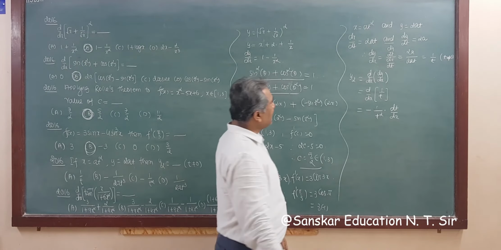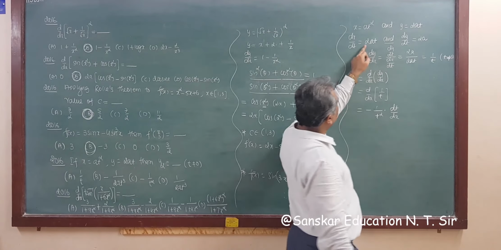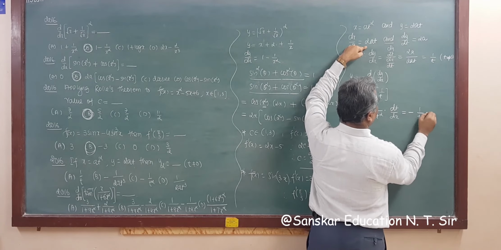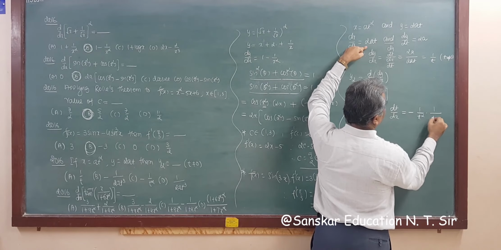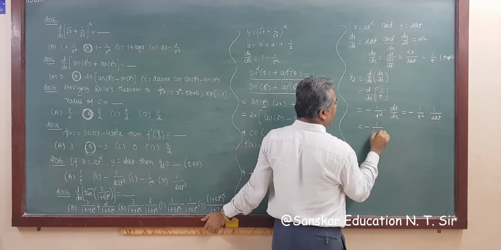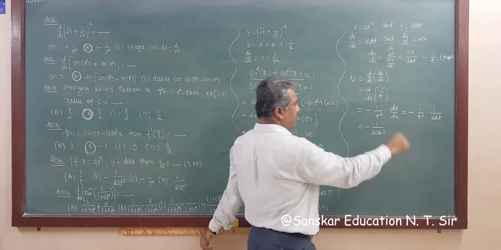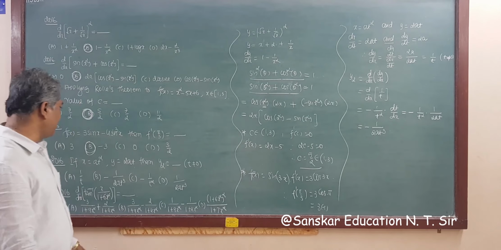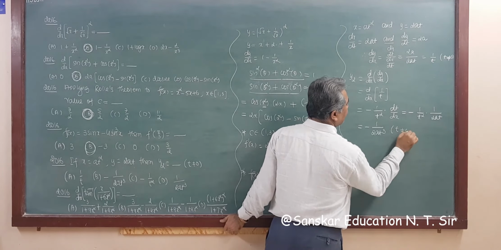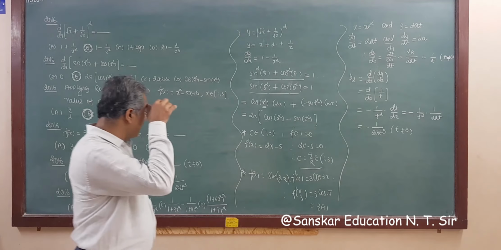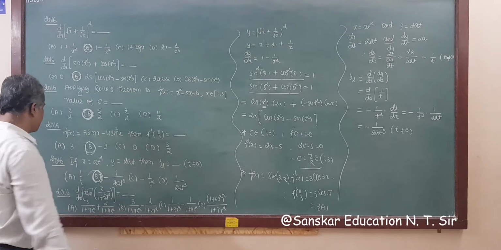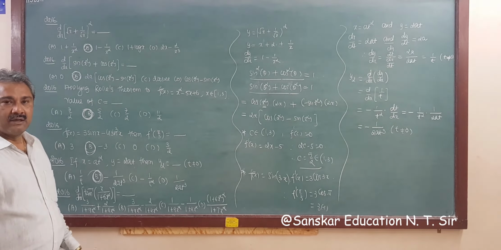So dx by dt is this 2at. What is your answer? Minus 1 upon t square into 1 upon 2at. So the final answer will be minus 1 upon 2at cube, where t is not equal to 0. This is a necessary condition. So option B is the correct answer.